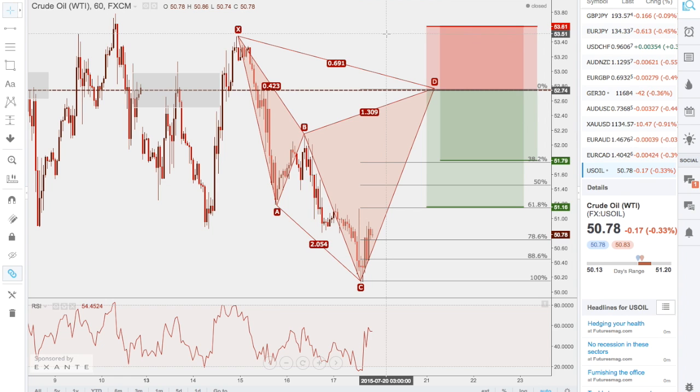So this is the last point that I would like to share with you. Hopefully these 4 pairs will give you some decent opportunities to monitor in the market.